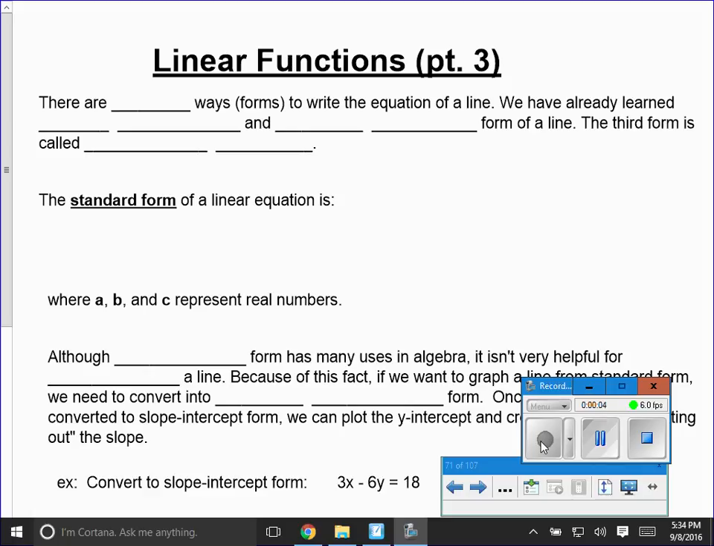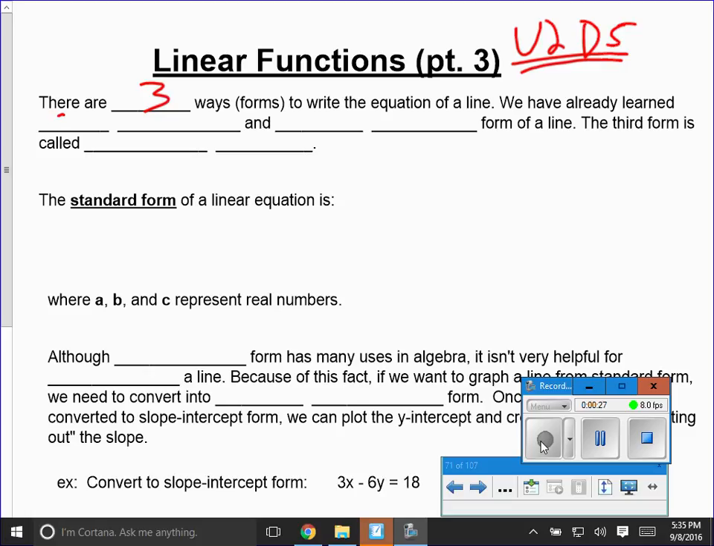This is our video for Unit 2, Day 5. So last 2 days we've been talking about graphing lines. First day graphing lines we talked about slope-intercept form. Yesterday we talked about point slope, and like we've been saying, there are 3 ways to write the equation of a line, and this way is standard form.